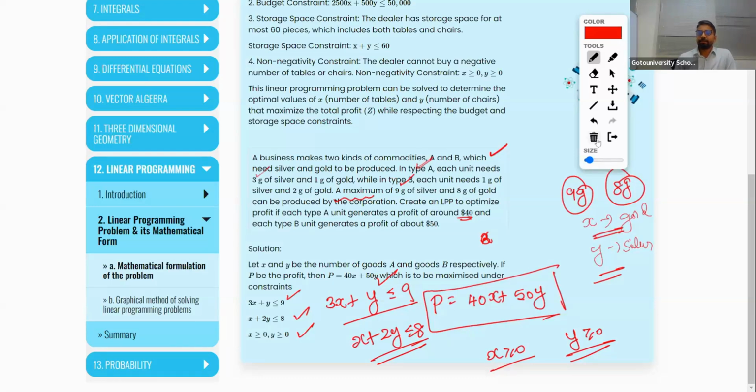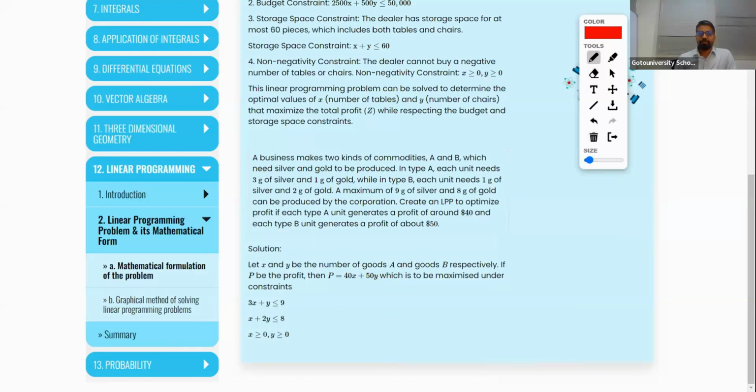So I'll repeat again from the beginning. If you have a confusion, what is the decision variable we have to take here? First, let me read the question again. The question says a business makes two kinds of commodities, A and B, which need silver and gold to be produced. In type A, each unit needs 3 gram of silver and 1 gram of gold, while in type B, each unit needs 1 gram of silver and 2 gram of gold.